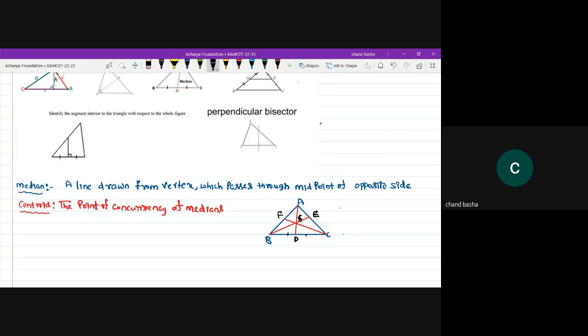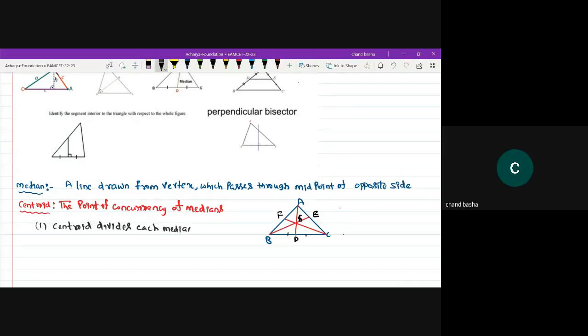So one important property to be noted in this centroid always. Whenever we have the centroid, what important property is to be noted? The first point to be noted is: centroid divides each median. Any idea, please? Centroid divides each median in the ratio 2:1. Very good.